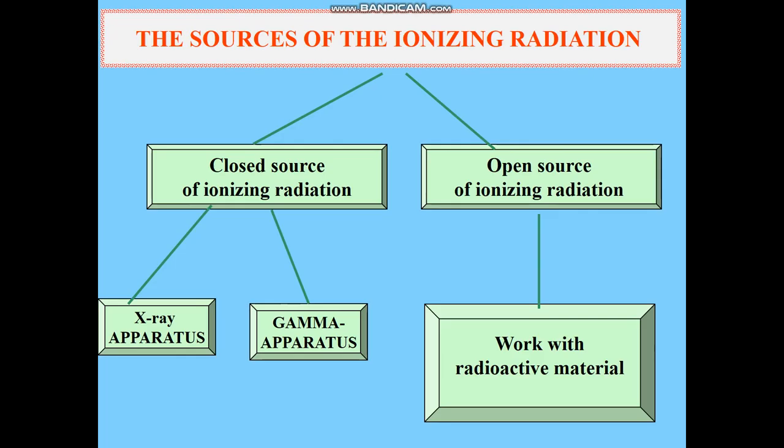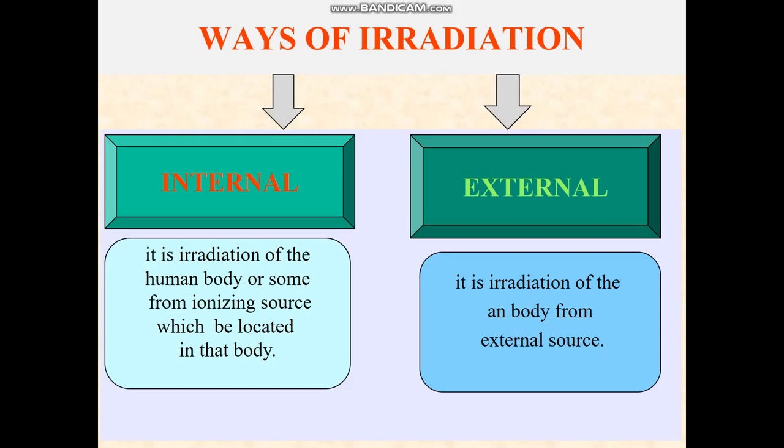There are two ways of irradiation, internal and external. Internal radiation is irradiation of the human body from some ionizing source which is located in that body. External radiation is radiation of the body from an external source. About 2.3 of effective dose may result from natural radiation sources with air, water, and foods, but the main amount of the dose is from soil. The body receives 180 microsievert from potassium-40 only. Potassium is an important biological element in the body of animals and plants. In the body of a man, there are about 130 grams of potassium.